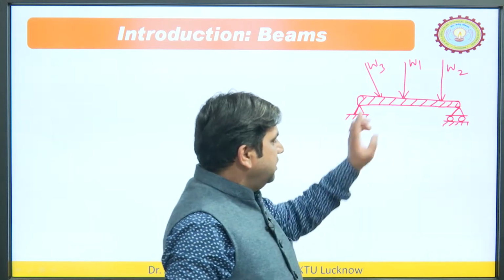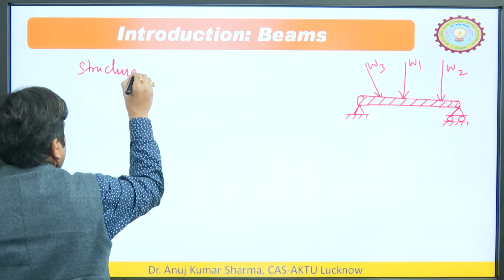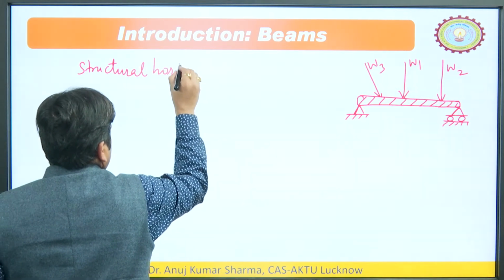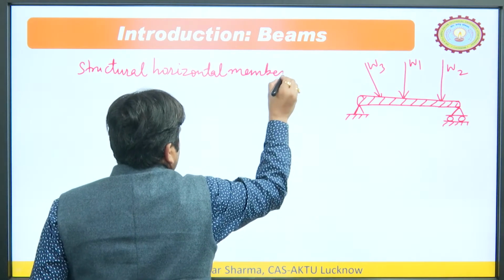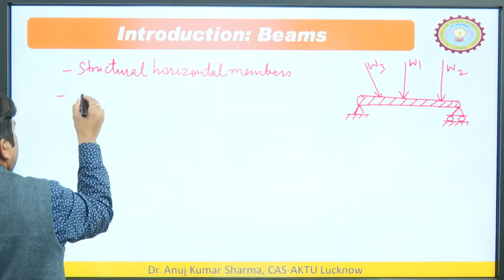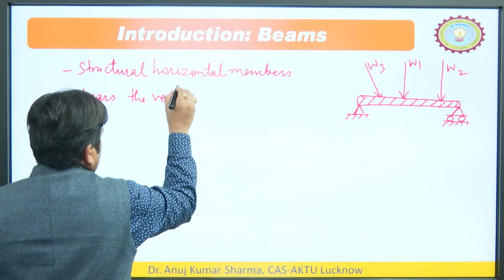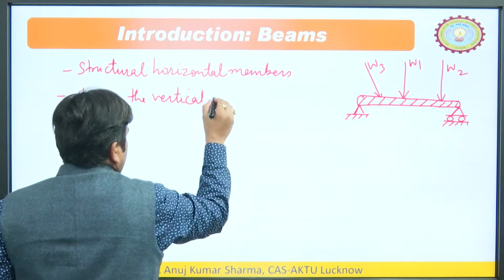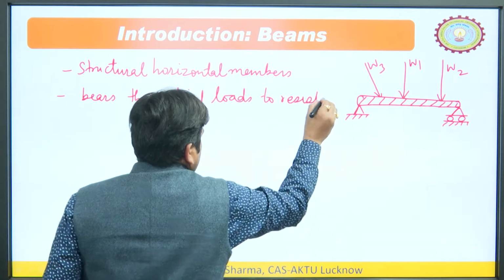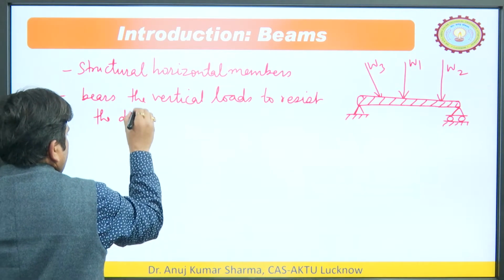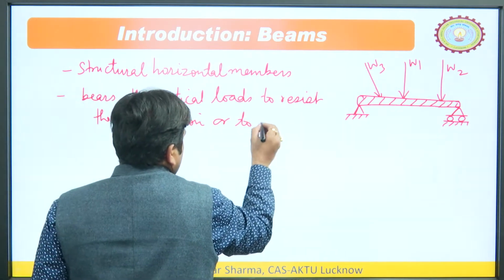So, this is the structural member. Though I am writing the points which are very important to remember: a structural horizontal member, it bears the vertical loads to resist the deformation or to support these loads.